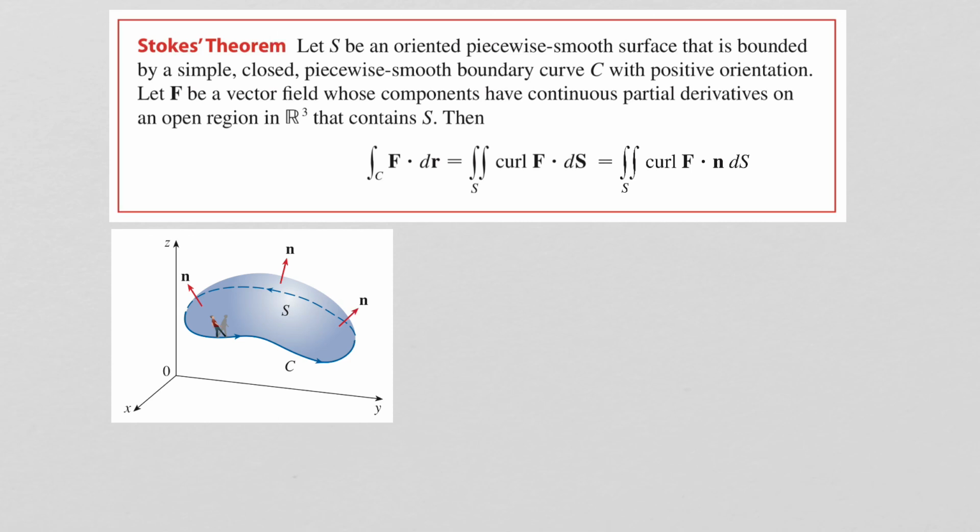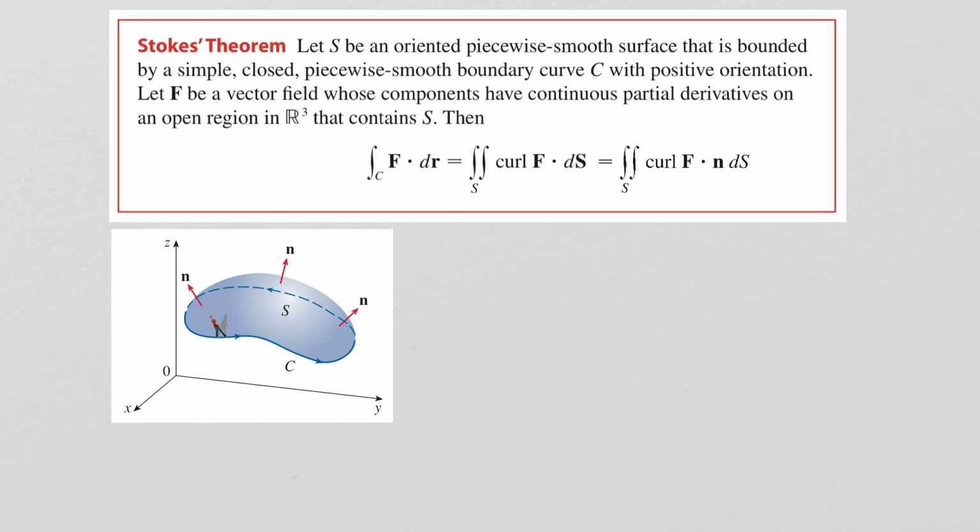Stokes' theorem states: let S be an oriented piecewise smooth surface that is bounded by a simple, closed, piecewise smooth boundary curve C with positive orientation. Let F be a vector field whose components have continuous partial derivatives on an open region in R3 that contains the surface S.